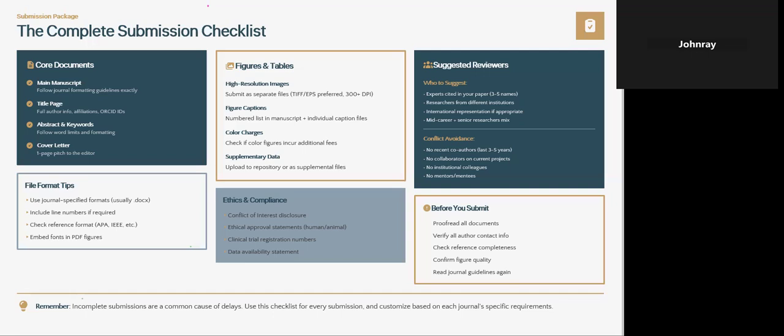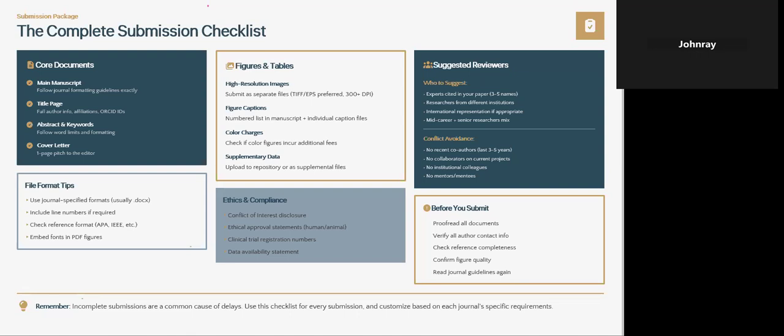Before you submit, the last thing before I ask for questions and contributions: proofread all your documents. Don't be in haste to just submit. Proofread them. Verify all the authors' contacts. Make sure their names are spelled rightly. Because sometimes after they accept the paper, you want to make changes, or when you have just submitted and want to change these things, it's very hard. You will go through a lot of processes to do that.